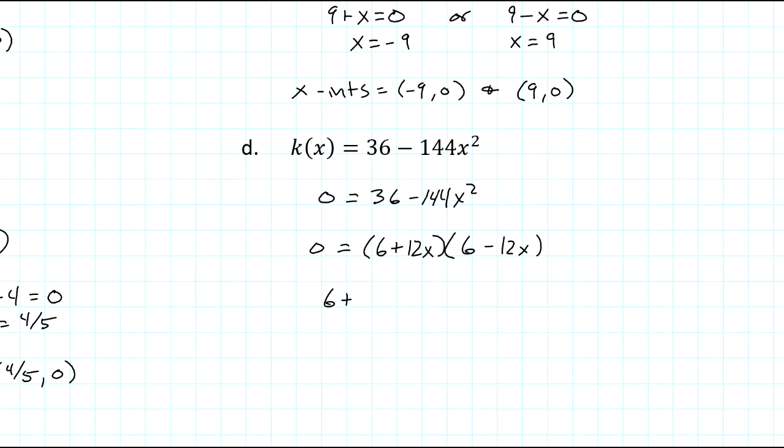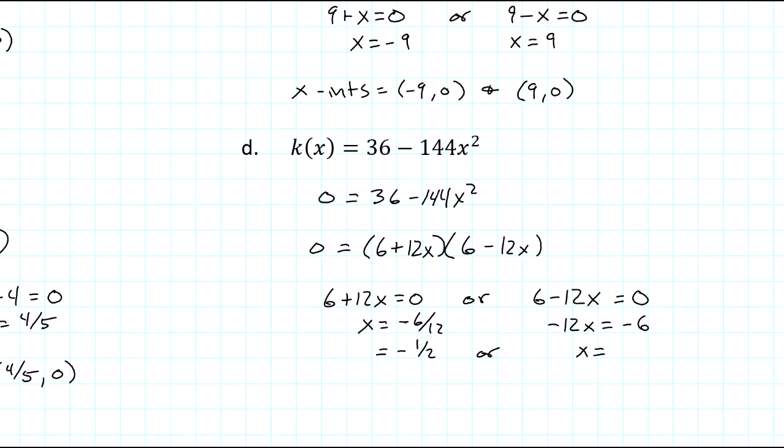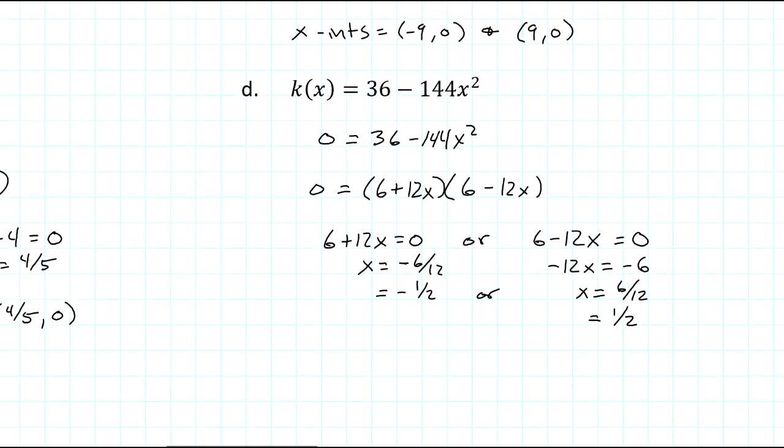So we can now say that 6 plus 12x equals 0, or 6 minus 12x equals 0. Solving for x, we get x equals negative 6 over 12, which reduces to negative 1/2. Or, in the next one, let's do this in steps. If I subtract 6, I'll get minus 12x equals negative 6. Divide by negative 12 on both sides to get 6 over 12, which is a positive 1/2. So we can say that the x-intercepts are the points negative 1/2, comma 0, and positive 1/2, comma 0.